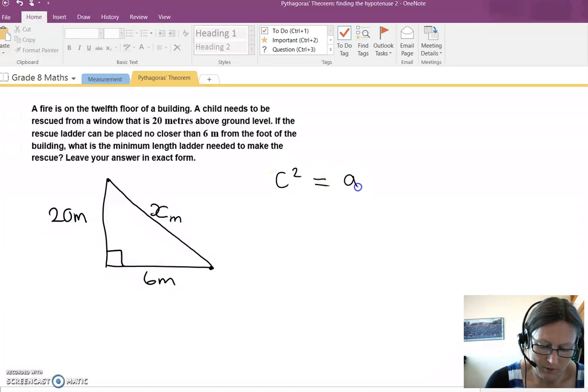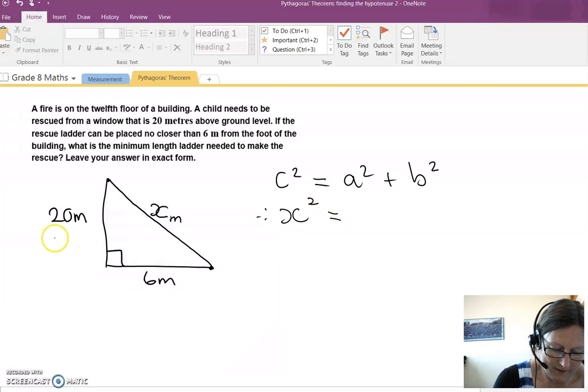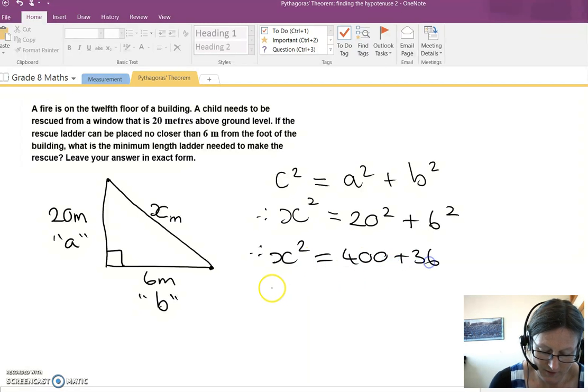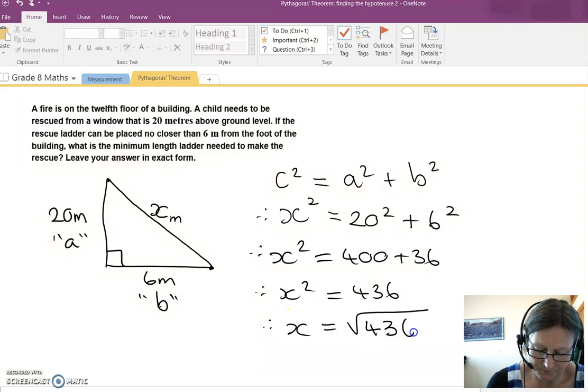Pythagoras' theorem. So I write down the rule first, always have to do that. Substitute in what I know. So in this case, c is x, so x squared equals this being a, this being b. So x squared is equal to 20 squared plus 6 squared, x squared being equal to 400 plus 36, so x squared being equal to 436. We want x, so the opposite of squaring something is to take the square root.